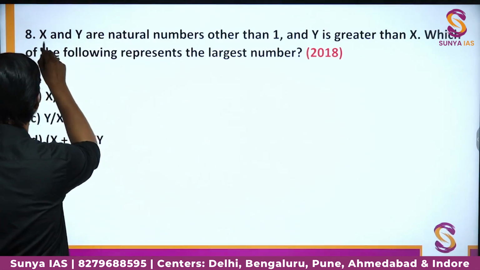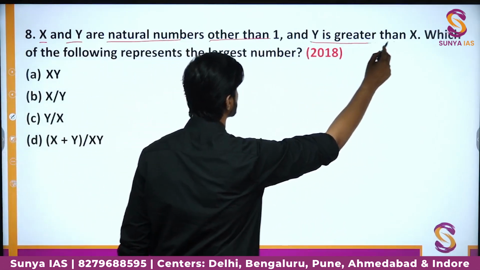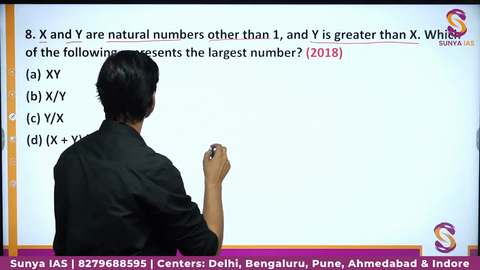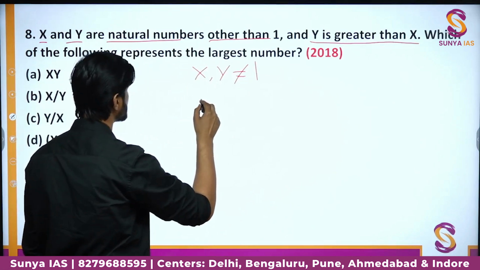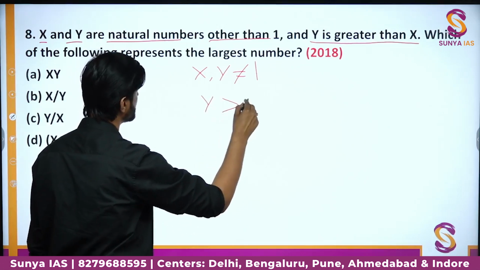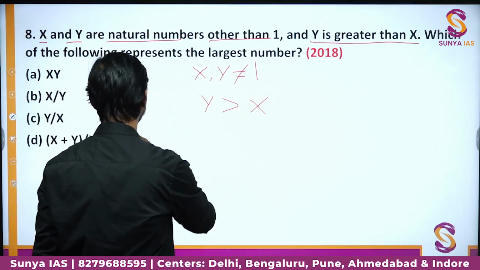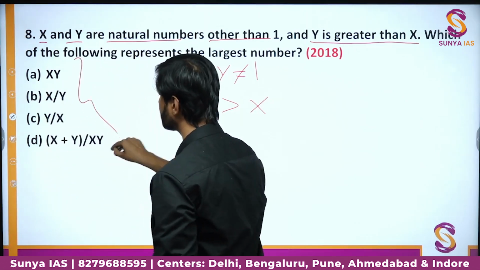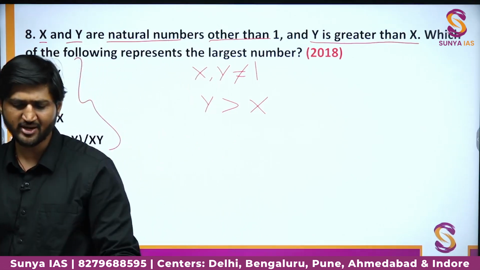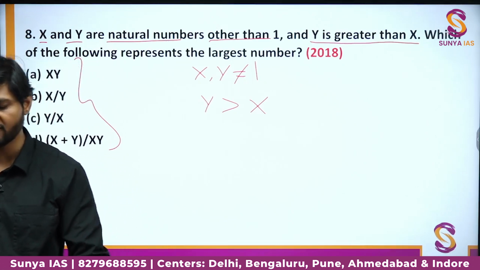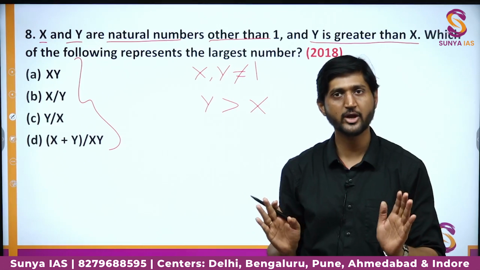It says x and y are natural numbers other than 1 and y is greater than x. So, it is giving you two conditions. It is saying that x comma y are not equal to 1, and further it says that y is greater than x. Then which of the following represents the largest number? So, which of the following combination actually gives you the largest value? This is a kind of miscellaneous question, where you can actually solve and get the answer by putting different values. Okay, do you get the idea?